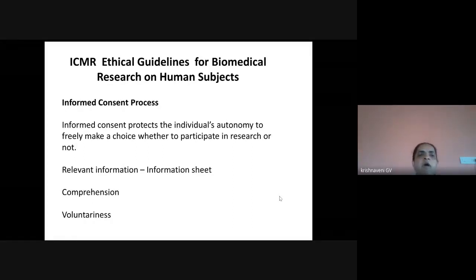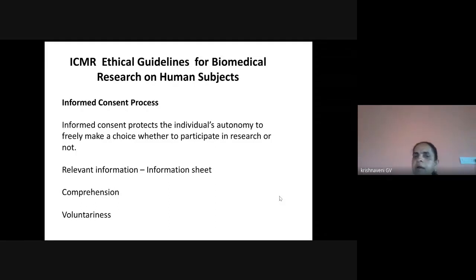So after giving all this information to the participant, the researcher should give the participant sufficient time to consider this and to ask questions and to clear their doubts. Only after this lengthy information process, they should give consent. Only then the consent is valid.